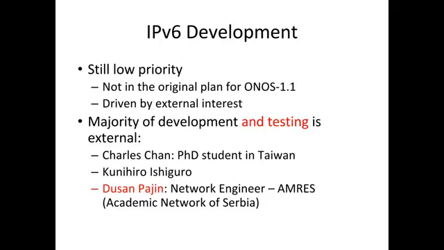One interesting thing which happened this sprint was there was a new external participant, Dusan, from the academic network of Serbia, who is a network engineer. He just started testing IPv6. He found some bugs, and, very unusual for a network engineer who claims he is not a developer, they're actually very good fixes.